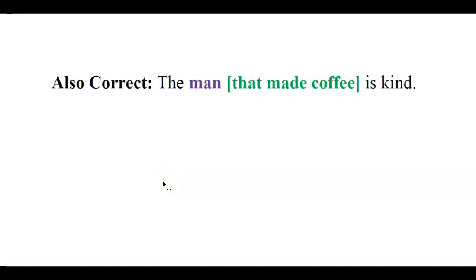Now that's interesting. The word that is more versatile than the word who. Who is only for people, never for anything other than people. But the word that can be used for a dog, a shirt, or a man, a human or a non-human. That's all. Let's practice.